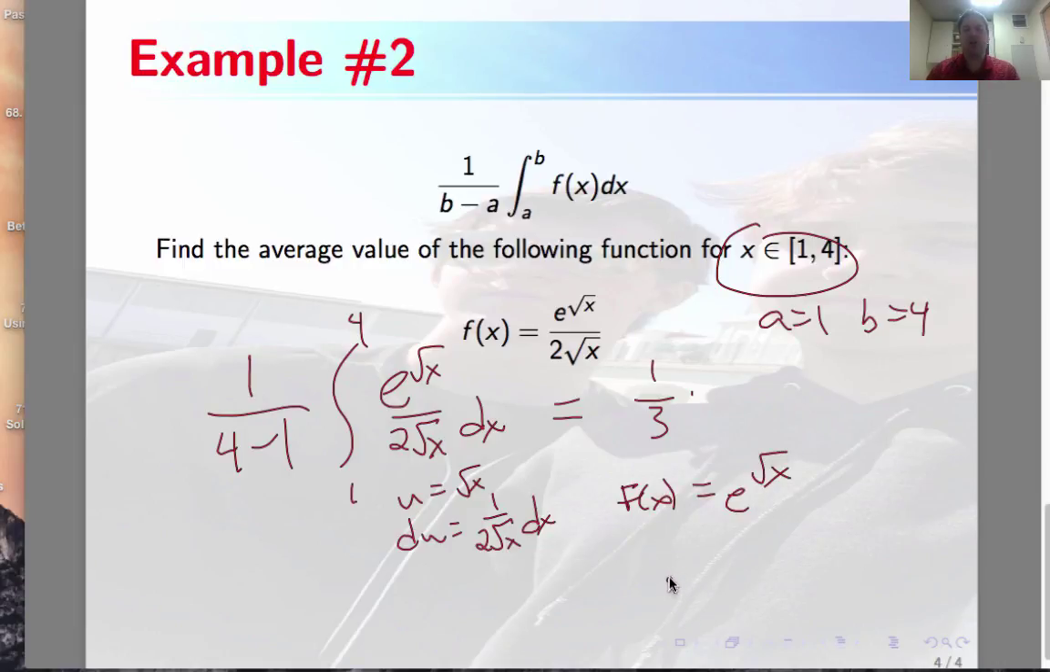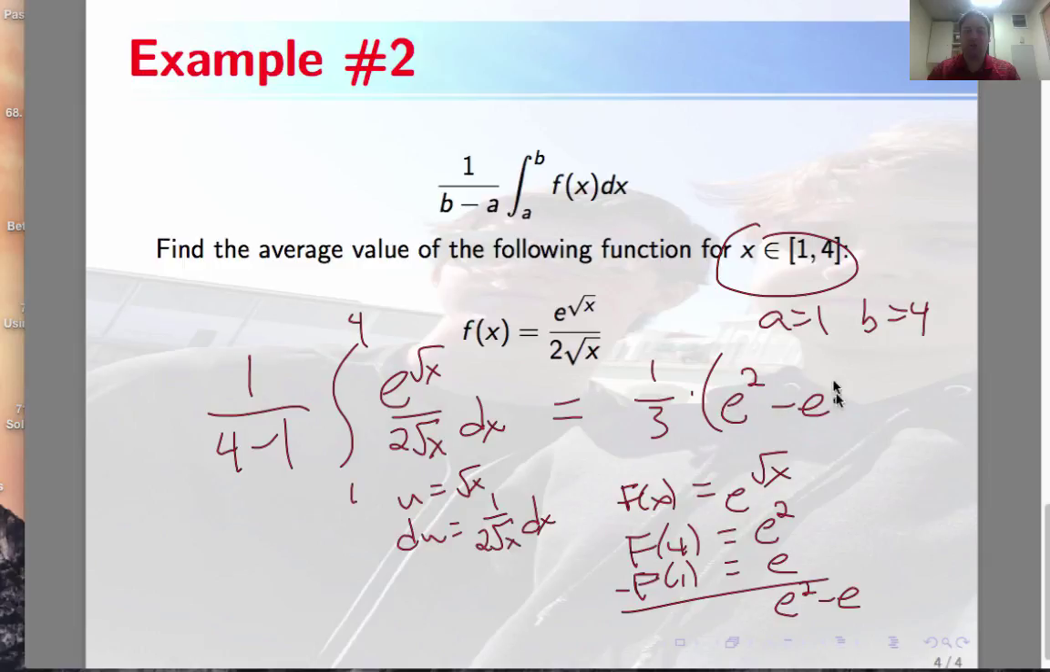So we need to check. Typically we do plus c, but again, just take c to be 0. It's fine. All right, so all we're going to do is plug in 4, plug in 1, and subtract those two results. F of 4 is e squared. F of 1 is e. The difference is, of course, e squared minus e, which does not simplify. So my average value is 1/3 times e squared minus e.